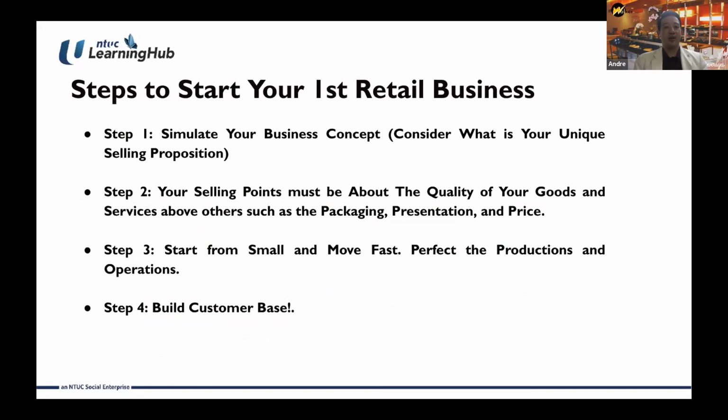For example, earlier on, I highlighted that the selling point of the product was that we had a big product variety, the quality is good, it's very affordable, and the production is very fast. So generally, these are the selling points that you need to think about when you are inventing your product. And you need to start small, move very fast, perfect your production, master your operations, and then build your customer base. Everything else will fall in line, according to what Steve Jobs said earlier.